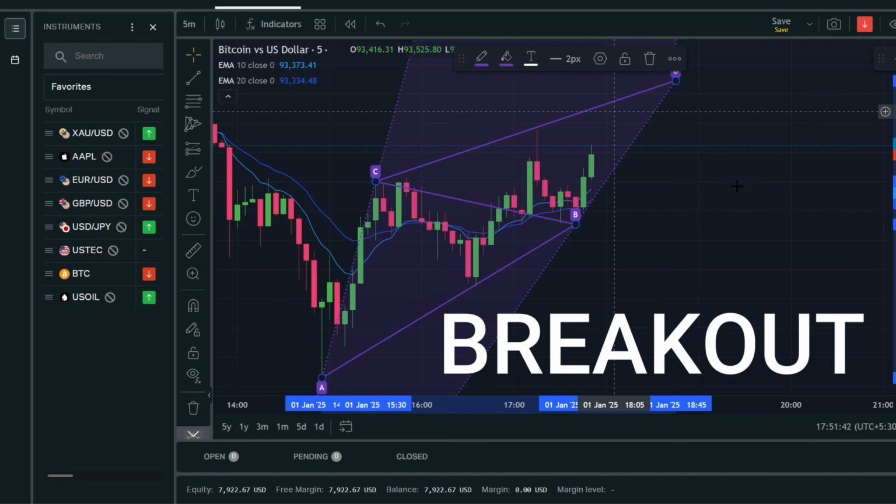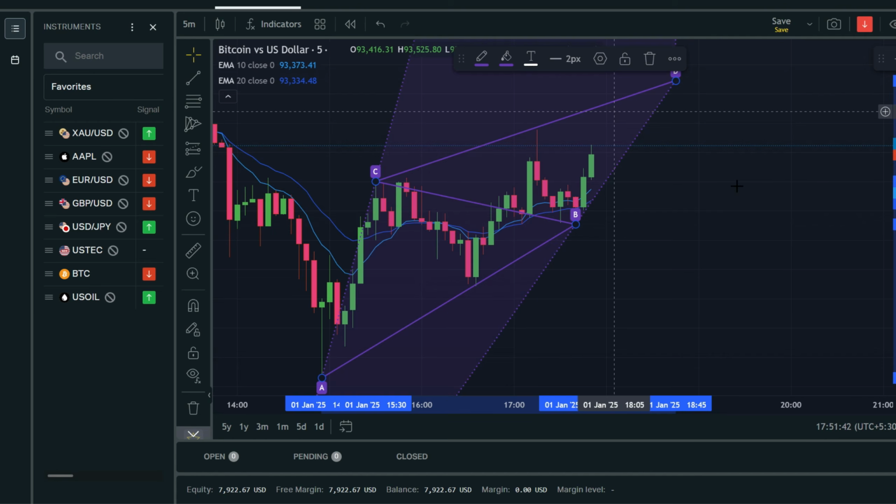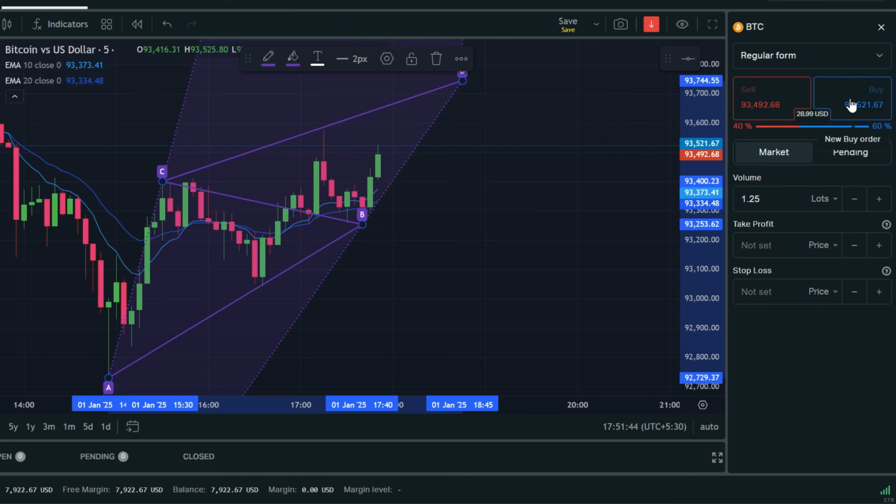Think of it like this. If the price breaks above the resistance line, CD, it could indicate a bullish breakout. If the price breaks below the support line, AB, it could indicate a bearish breakout. This is exactly how we spot potential trade opportunities. Simple, right? All right, let's jump straight into a live trade.